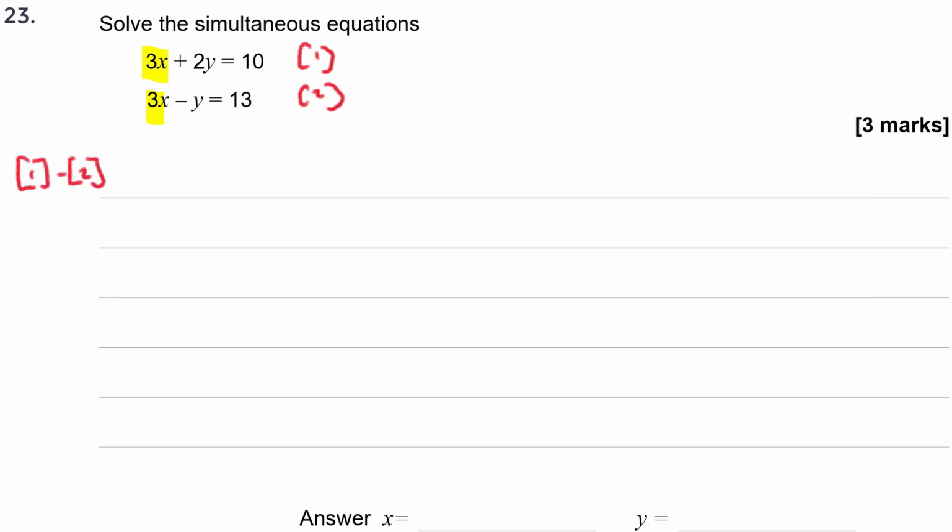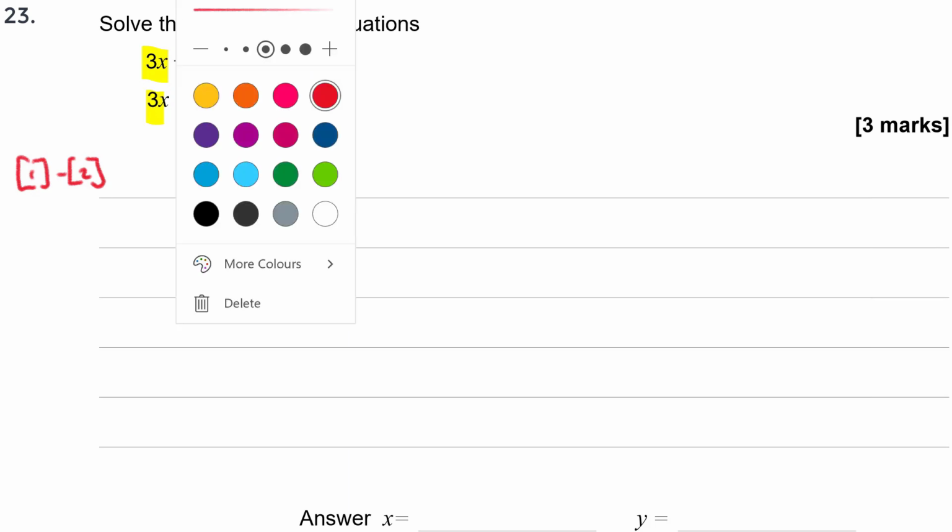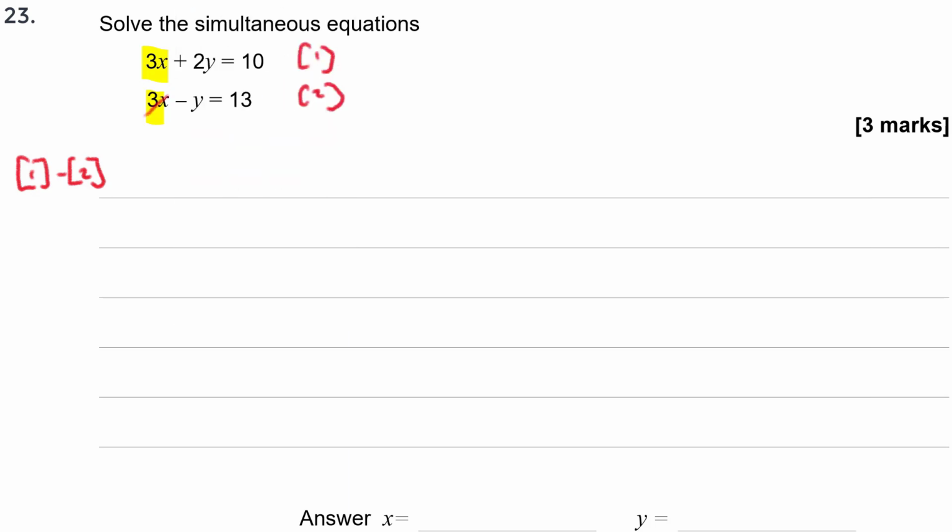So taking the second equation away from the first, 3x take away 3x, they're going to cancel each other out, aren't they? Just take care when you're subtracting negative signs here. So 2y take away negative y is 3y, and 10 take away 13 is minus 3. So that's going to give me y is equal to minus 1. Okay, so now substituting back into one of our equations, substitute y equals minus 1 back into, should we pick equation 1?